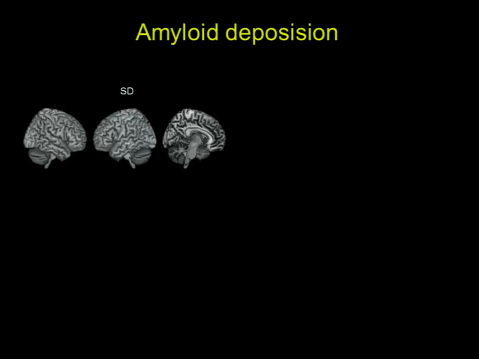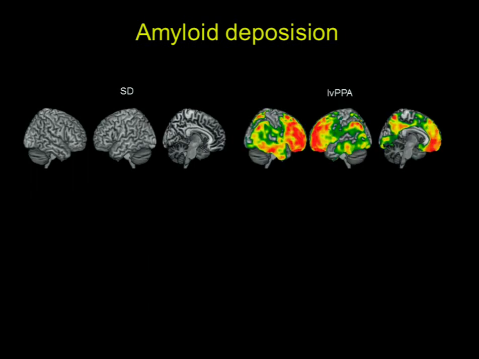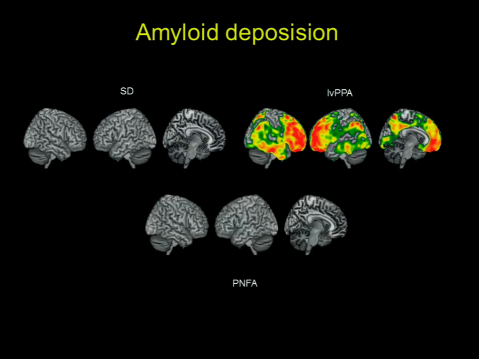And finally, the amyloid deposition. No amyloid in any of the semantic dementia cases. Lots of amyloid in the logopenic aphasic cases, and just a speck of positivity because there was 1 out of the 5 patients here with the progressive aphasia who had amyloid, so much more of a mixed group.